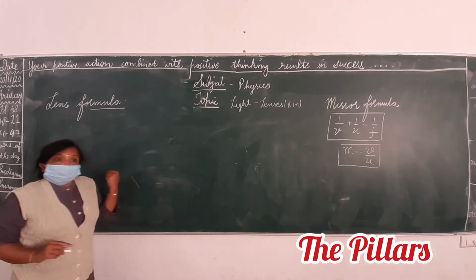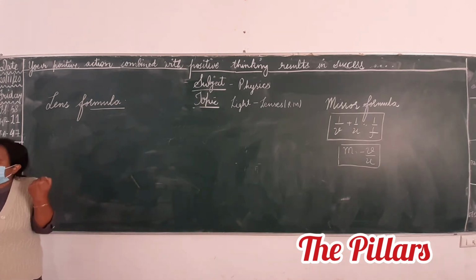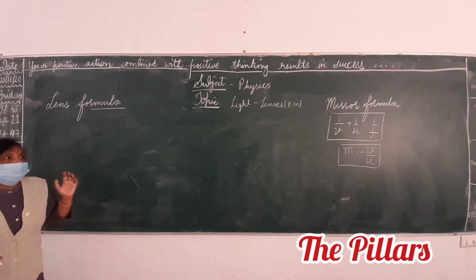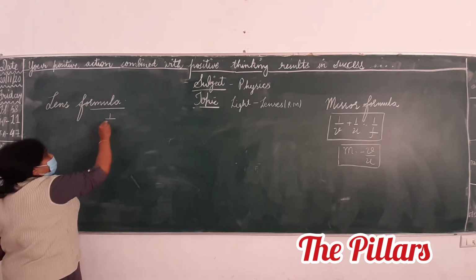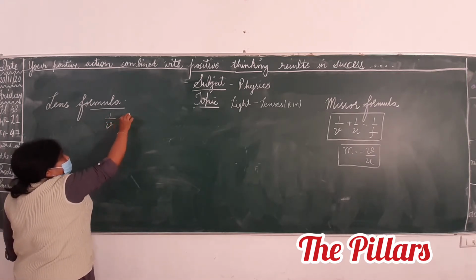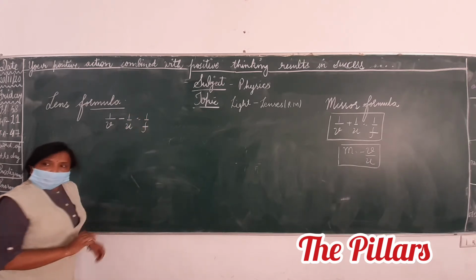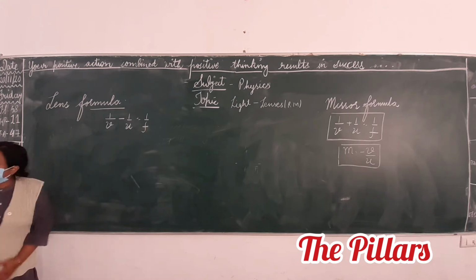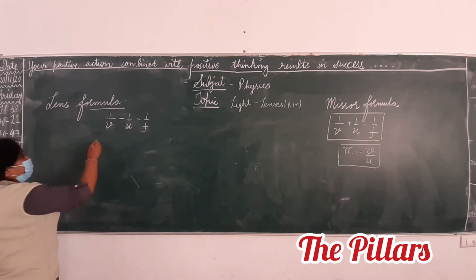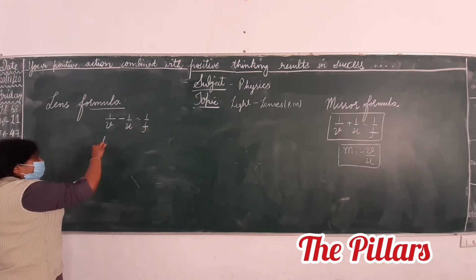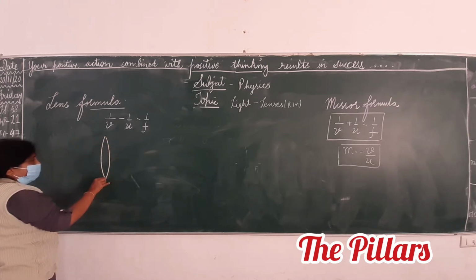Now we will talk about lens. Although the proving will not be asked to you, but let us see. What is the lens formula? Your lens formula is 1 by V minus 1 by U is equal to 1 by F. Write down. Lens formula is 1 by V minus 1 by U is equal to 1 by F.